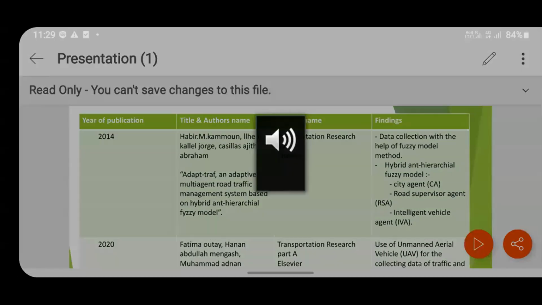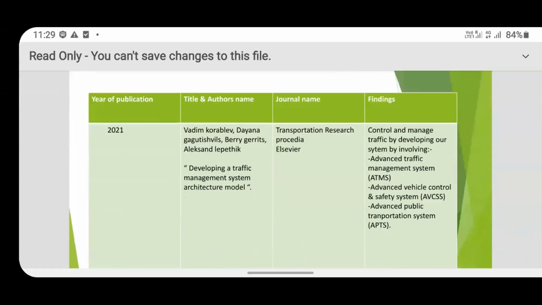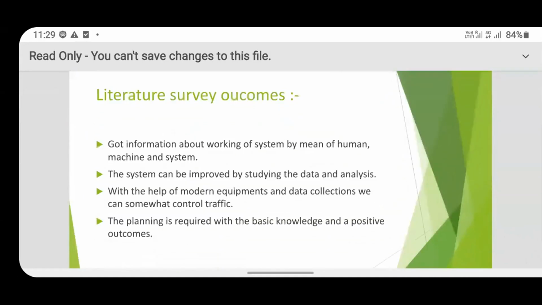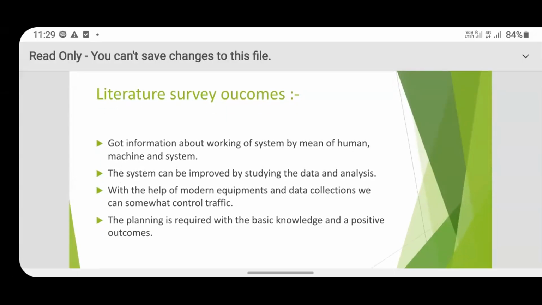Next slide. Outcome of the literature survey. The outcomes of the literature survey: we got information about the working of the system by means of human, machine and system. It means that the working of systems is regulated by human, machine and system. They are interlinked with each other. The system can be improved by studying the data and analysis.